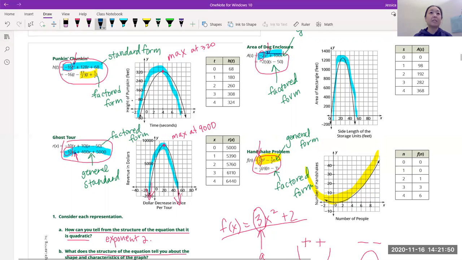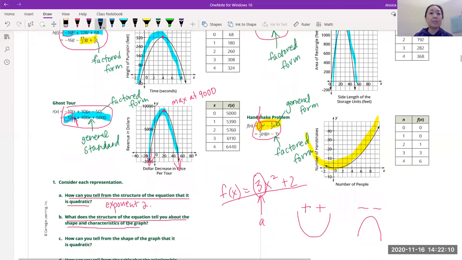Right. Another way to tell if it's looking like this right here on the bottom where there's parentheses, we have 2 variables, right? We have a t here and a t there, right? 2 t's, or 2 x's, or 2 whatever variable it is, okay? And that's another way that you could tell if we're in parabola land or quadratic land. And also, what does the structure of the equation tell you about the shape and characteristics of the graph, right?